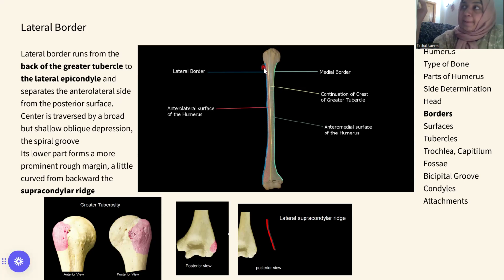If you follow this lateral border from the posterior aspect of the greater tubercle all the way to the lateral epicondyle, you can see that there is a spiral groove here. Can you appreciate the spiral groove? This is the synthetic bone, but on the real bone, it shows up as a shallow oblique depression. It is present at the center of this border and serves as a pathway for the radial nerve.